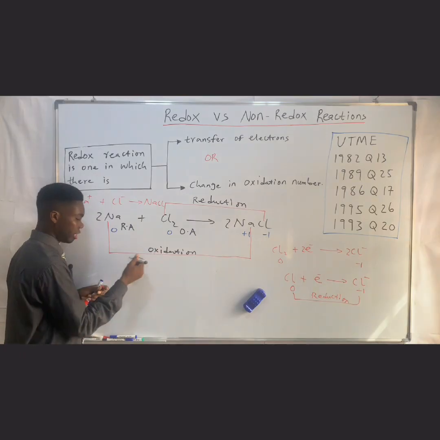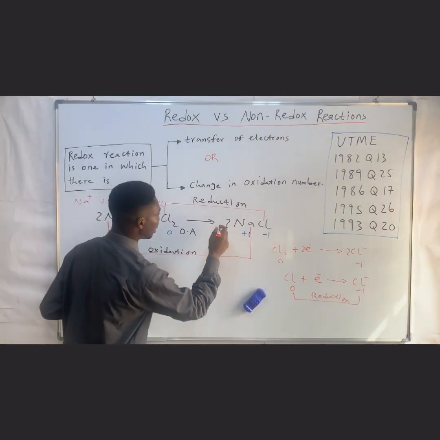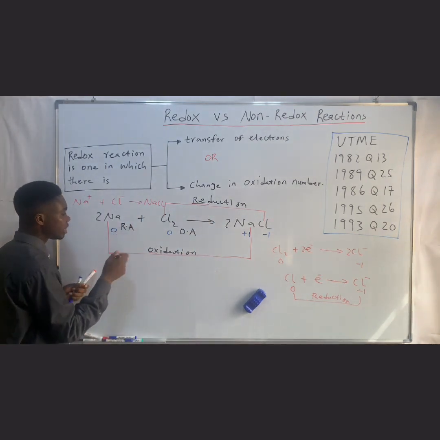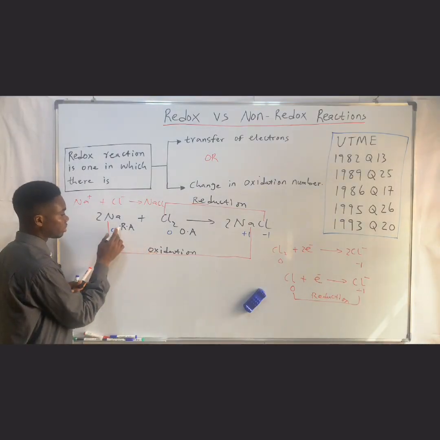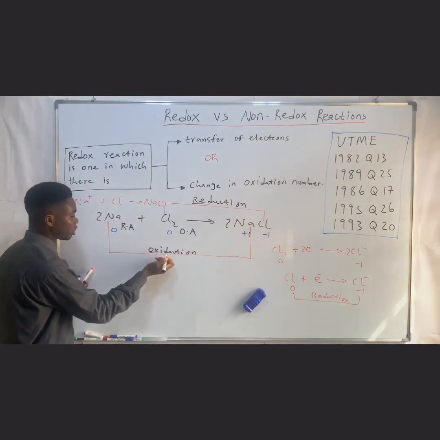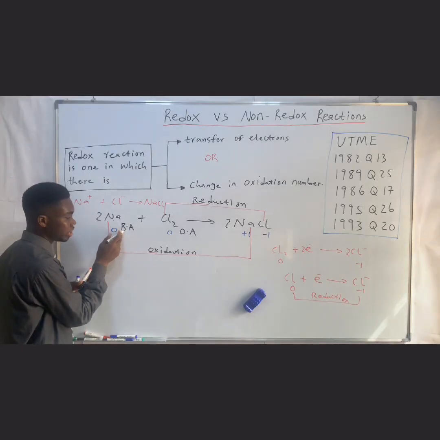Now you are going to change the initial. You're just going to change it. Okay, the "ox" and "red". Now reducing agent, you are just going to change it. Instead of saying oxidizing agent for sodium, sodium is the one that undergoes oxidation. The agent that undergoes oxidation is called the reducing agent. Okay, the reducing agent.